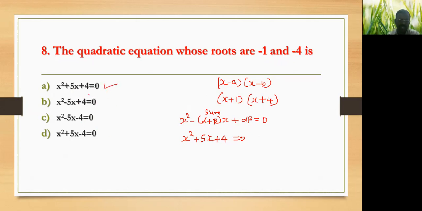So suppose here the constants are different. Just go with the product of the roots. Product of the roots is c by a. Since the x square coefficient is 1, straight away you can go: minus 1 times minus 4 is plus 4. So plus 4 is what a and b have here, correct? Then the sum of the roots you can go.